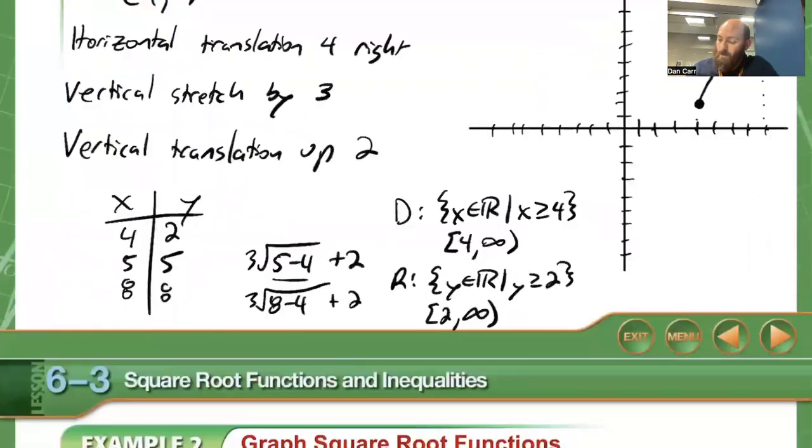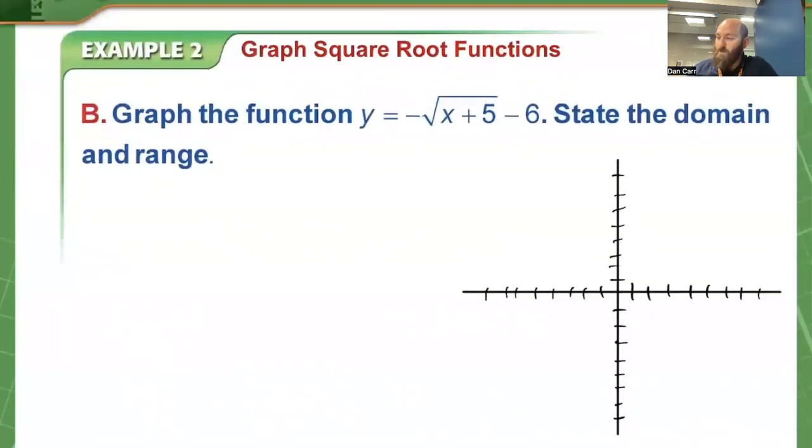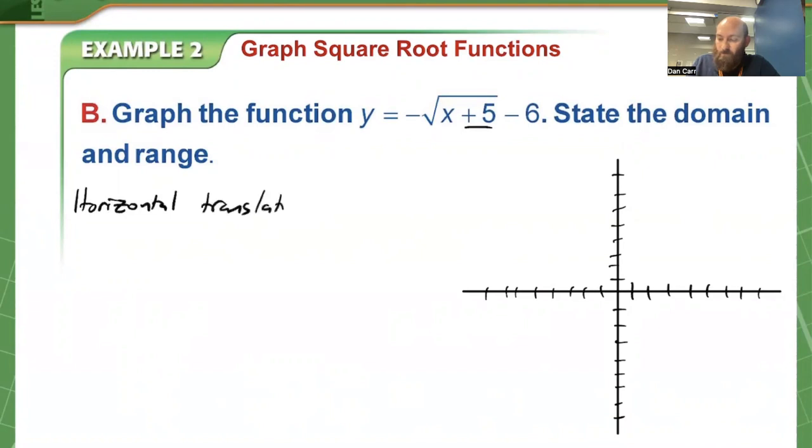Okay, let's do one more example on this one. So let's see what happens when we do a reflection. Again, if we look at the graph here, we know the +5 is going to be a horizontal translation left 5, because it goes opposite what's inside the radical. Then we have a negative sign in front, so it's going to reflect over the x-axis. And then we have a -6 there.